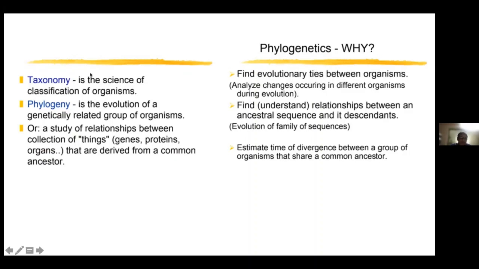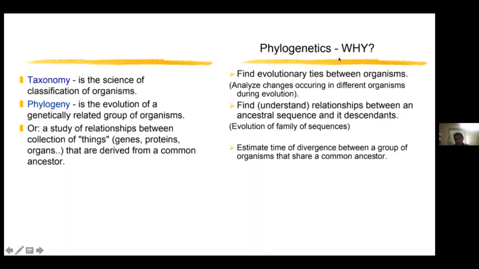So we know the differences between taxonomy and phylogeny. Taxonomy is the science of how we classify organisms. There is a basic difference between taxonomy and phylogeny. In phylogeny, you try to find the evolution of a genetically related group of organisms, or we study the relationship between a collection of things. For example, we can look into how genes are related, how proteins are related, how different organs are related, and also some phenotypic characteristics as well.